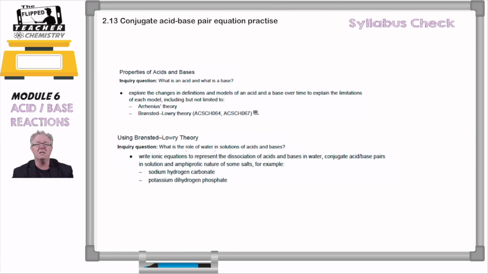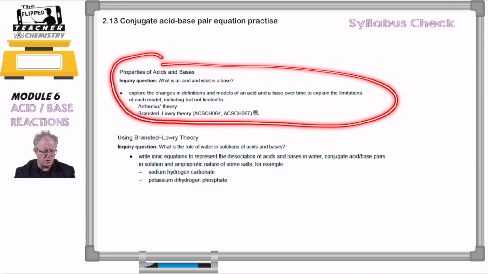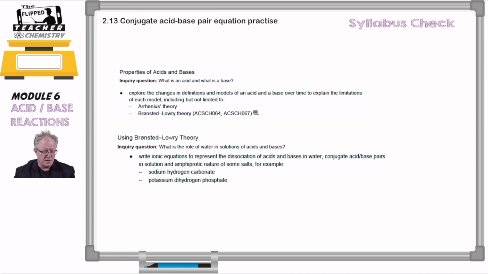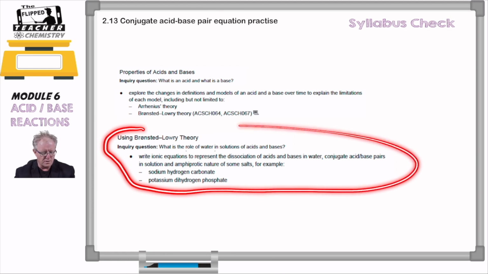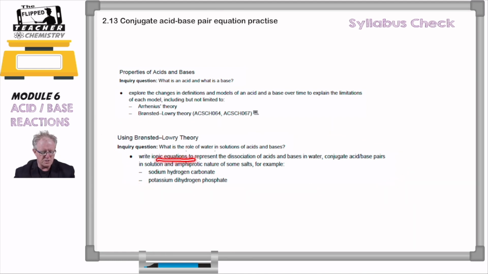So let's get into this one and look at the syllabus. This is touching on two areas. We've already covered properties of acids and bases in terms of Arrhenius theory and Brønsted-Lowry, but we've got the next section, which is looking at Brønsted-Lowry in a little bit more detail. Now that we have a basic understanding from our last video, we're going to explore this a lot more. It says here: write ionic equations to represent dissociations of acids and bases in water. We've already done that in the last video, but we're going to keep practicing.